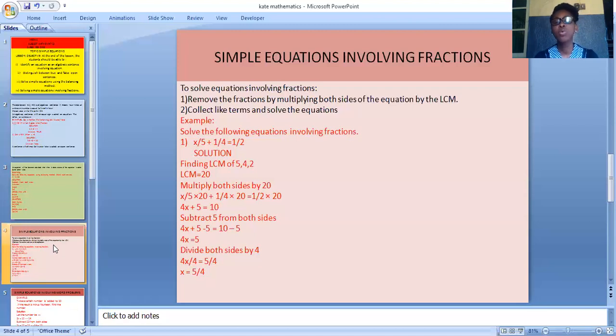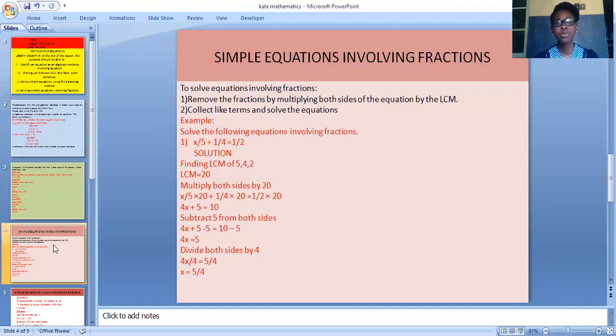We also have 1 over 2 times 20 over 1, which is the same thing as saying 1 times 20 over 2 times 1. And when you divide 20 by 2, we have 10, and 10 times 1 gives us 10. This brings us to 4x plus 5 equals 10. For us to find the value of x, we need to what? Subtract 5 from both sides.